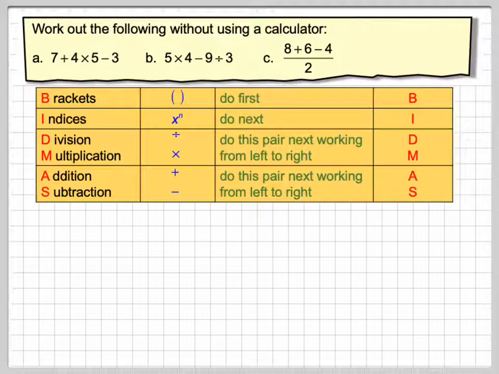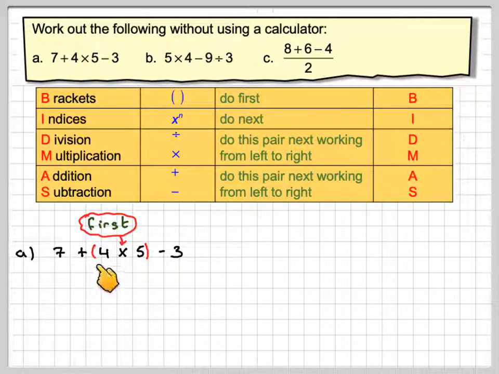And same here. Okay, so we've got 7 plus 4 times 5 minus 3. So because we've got a multiplication here, we do that first. So this now becomes, and if you would like, you can put brackets. It's not essential, but you can put brackets if it helps you. So this now becomes 7 plus 20, and then we've still got the take away 3, and then we just work from left to right. 7 plus 20 is 27 minus 3, and then 27 minus 3 is 24.